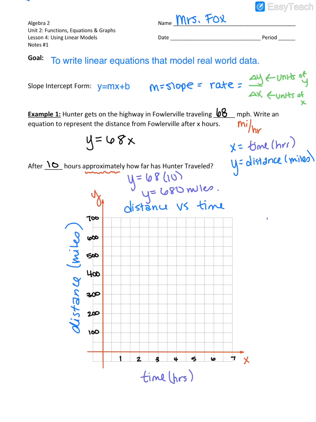Now, you can just use a calculator. You can always make a table. So maybe you want to make a table over here for your X values, Y values: 0, 1, 2, 3, 4, 5, 6. Plug them in.